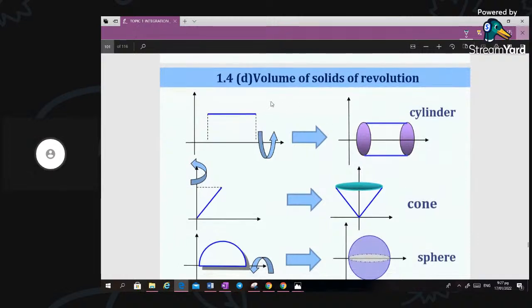So basically, to find the volume from a function, we need to draw the function, and then we will rotate this line over here about the x-axis or about the y-axis, and we will get an object where we can get the volume. In this first example, as you can see, if you rotate this line about the x-axis, we will get a cylinder.